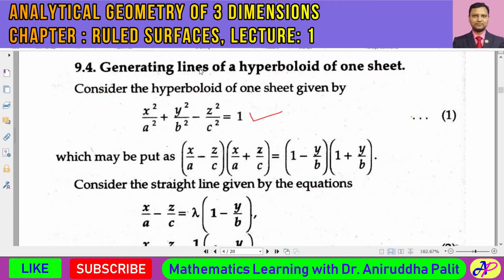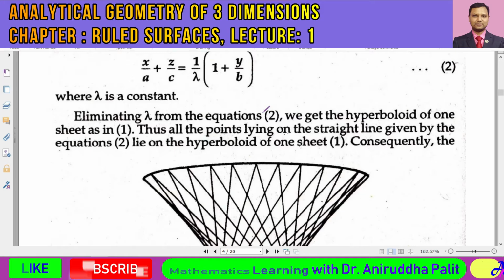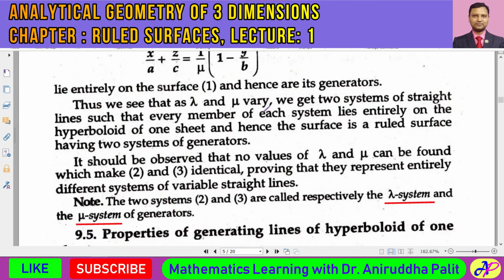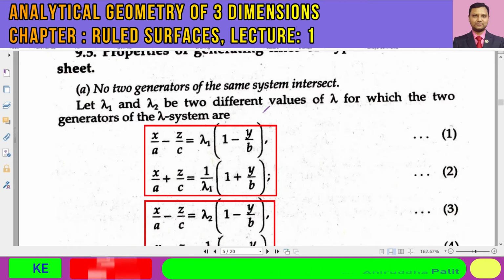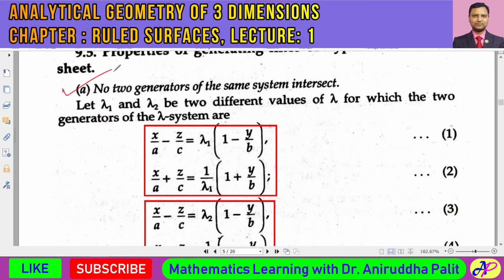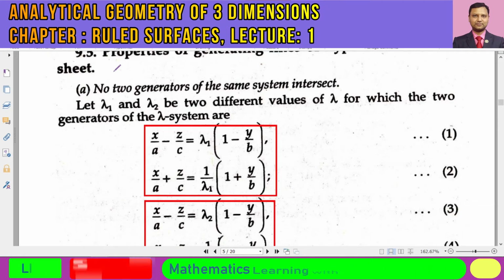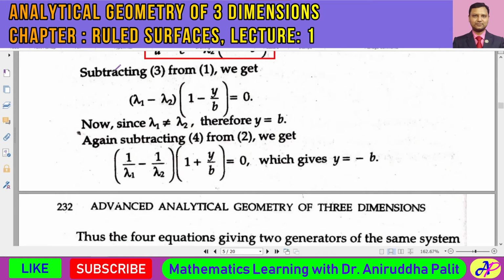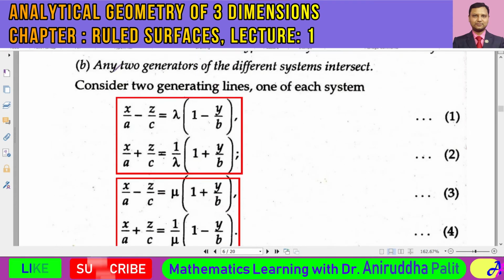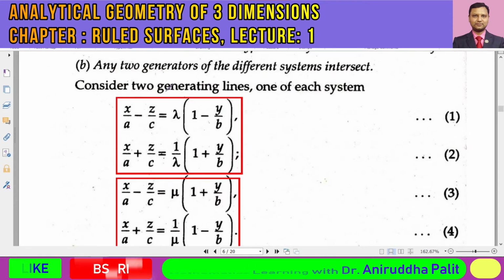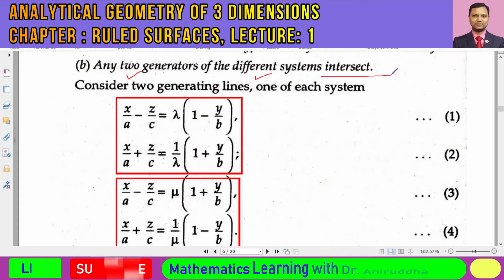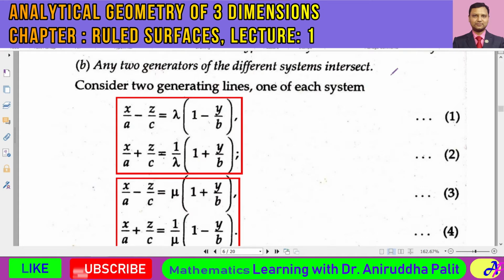So let's try to prove the second property. What is the second property? This was the first property in your book: no two generators of the same system will intersect. The second property, which I am proving from this book, says that two generators of different systems, that means one taken from the lambda system and one from the mu system, would intersect. And over here we shall also find the point of intersection.